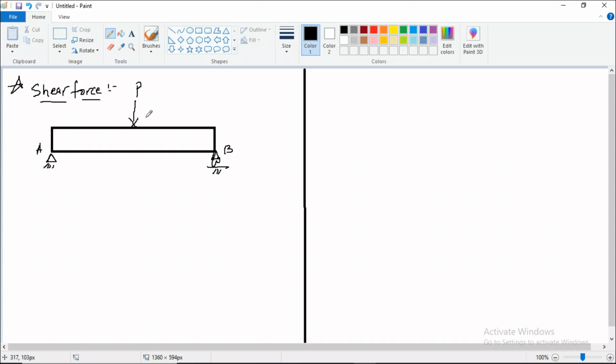Now if we cut this beam at a section XX at a distance x from point A, so let us say this is a section XX and the distance from point A is x up to this section. So the beam is divided into two parts. This is first part, this is second part. Now if we draw both the parts separately, so what we have, this is part number 1 and this is part number 2.